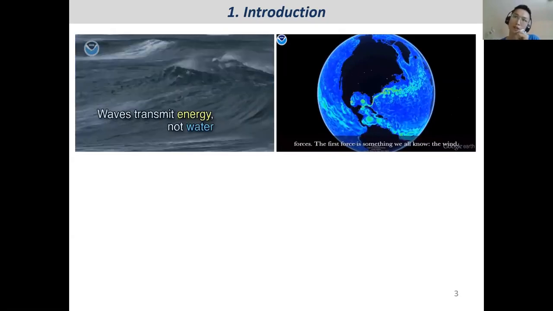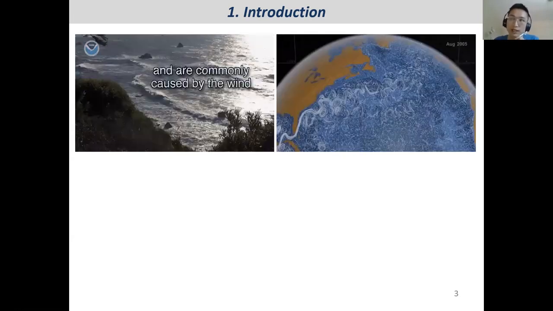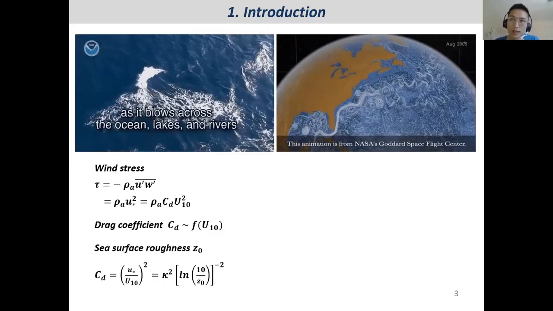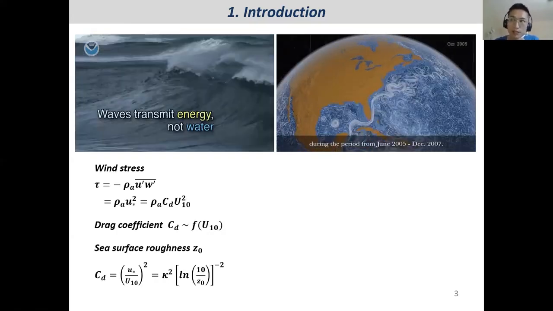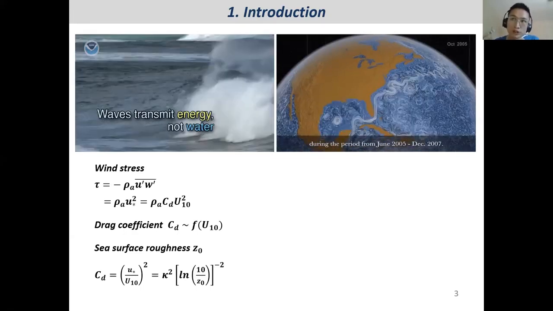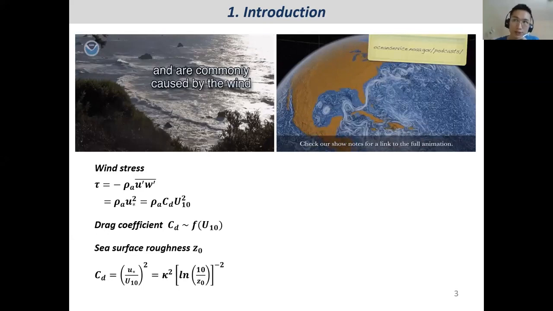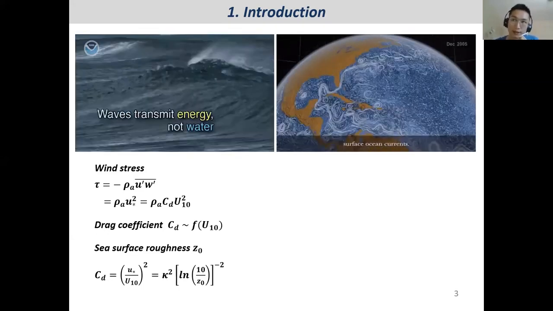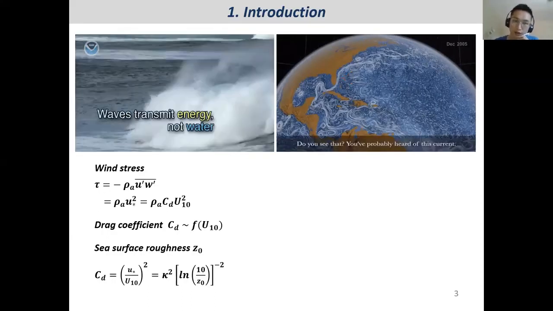So the fundamental issue is, how do we calculate the wind stress? I guess most of you have the answer. Wind stress is normally estimated from the wind speed using a bulk formula in terms of a drag coefficient. And the drag coefficient is usually considered as a function of the wind speed, and it can be related to the sea surface roughness under neutral conditions.